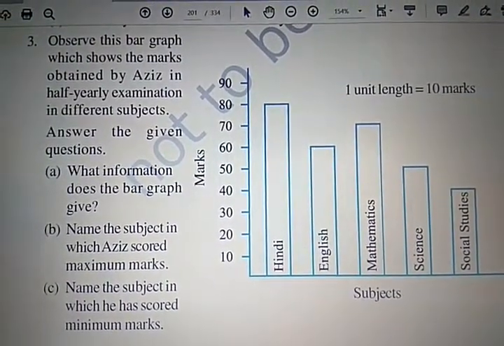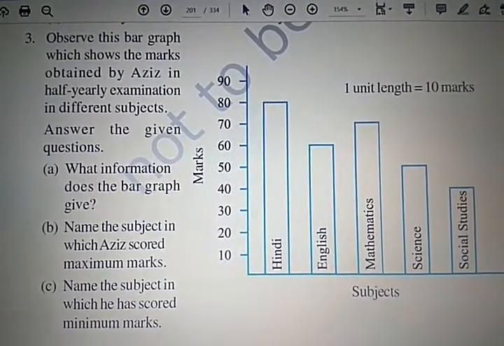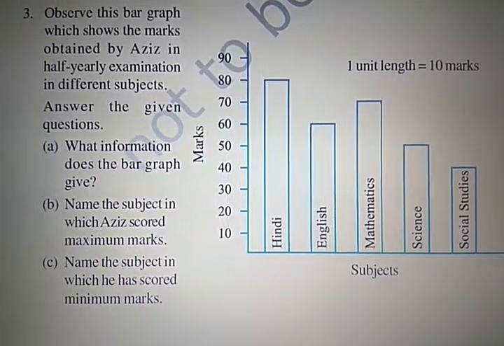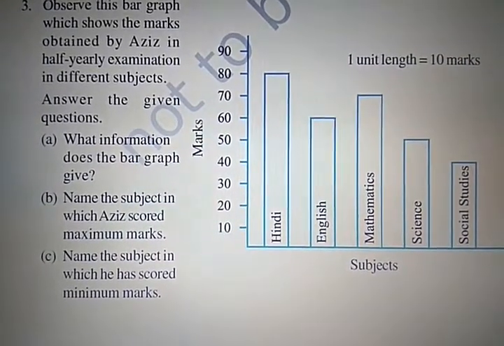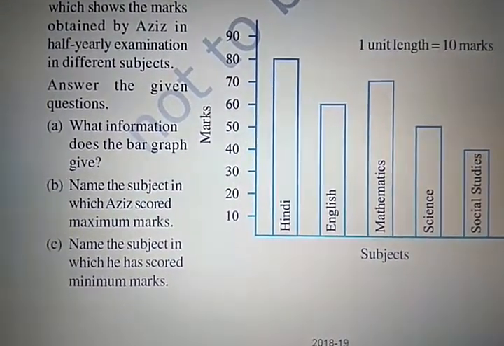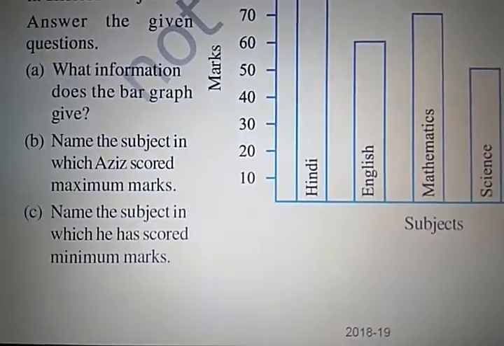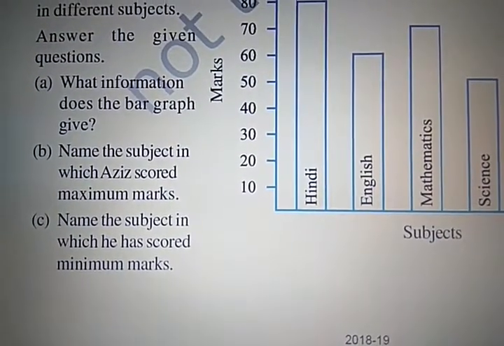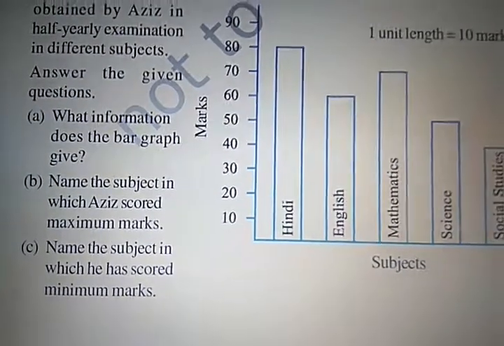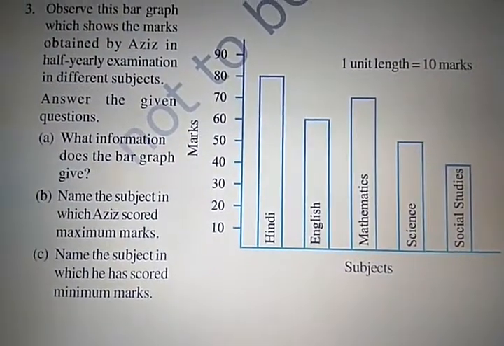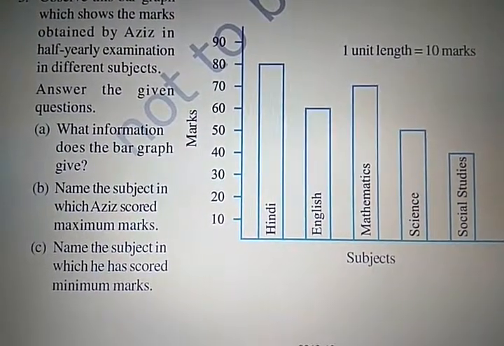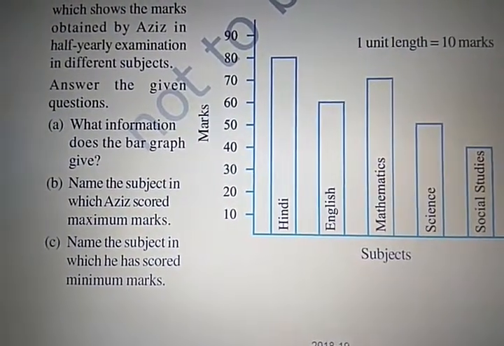Here on the y-axis marks are represented, and on the x-axis subjects are represented. The scale is given: 1 unit length is equal to 10 marks. Okay. First of all, we read question number 1. What information does the bar graph give? So the information here is the marks of different subjects.